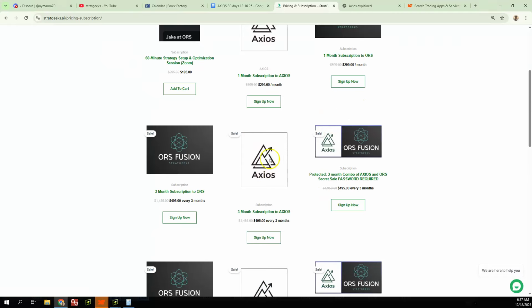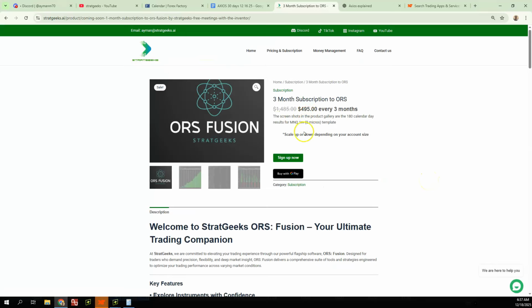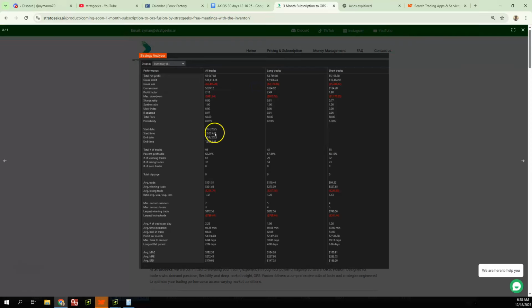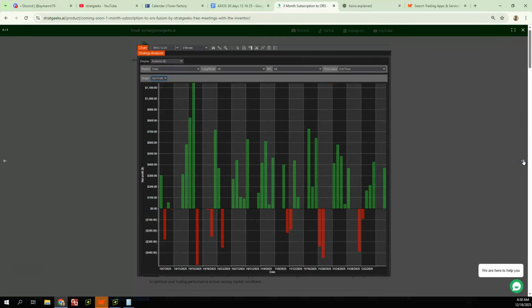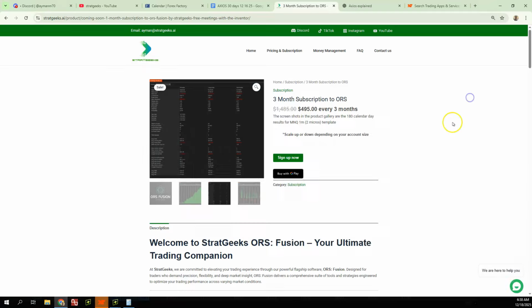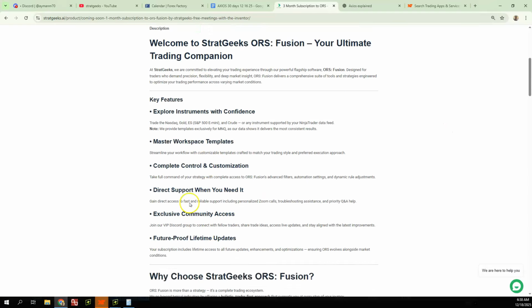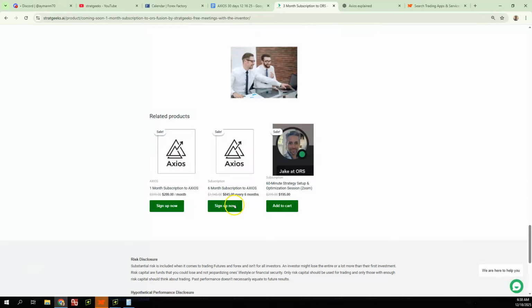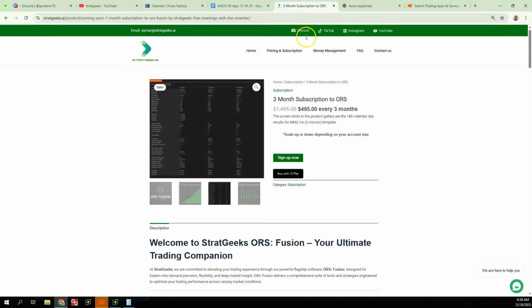Like if you wanted to just see ORS here, you click on it. It shows you the actual results. Our results are actually even better now. You can click on this little thing here and actually look at stuff. I should update this, but yeah, almost 100 trade sample size here. I update this, it's even better now than it was. And you can actually see what's going on. It explains what's happening, what's included. It's not complicated. That's literally it. And then same thing with Axios.